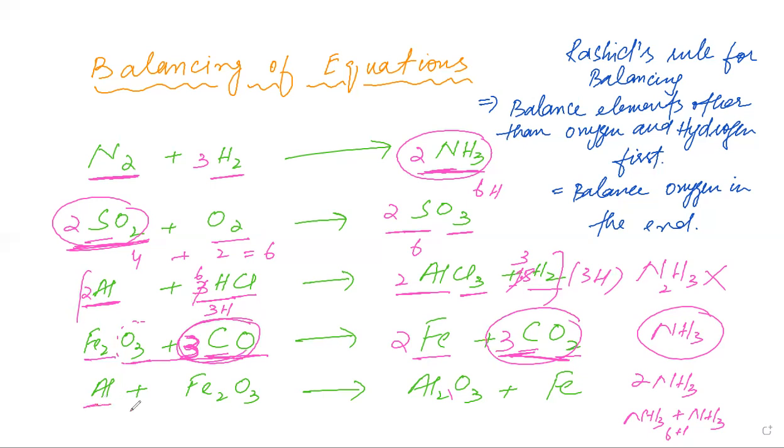Come to this equation: aluminium 1, aluminium 2, so we should write 2 before aluminium. Iron 2, iron 1, we should write 2 before iron, and oxygen atoms are 3, oxygen atoms are 3. This equation was very simple. It has become balanced now. Let's see some more equations. Let's balance some difficult equations now.